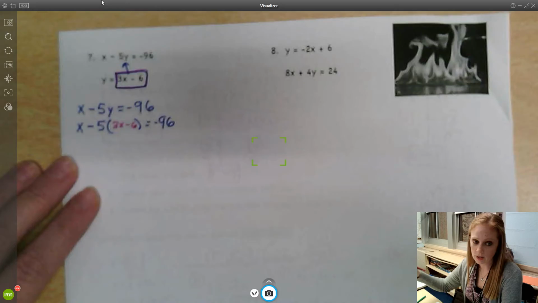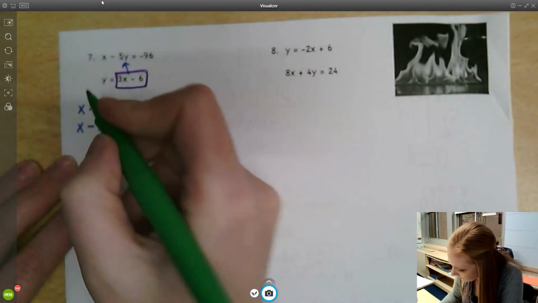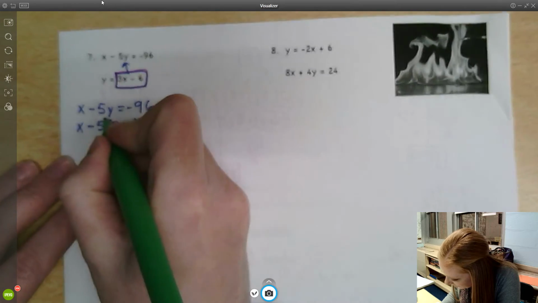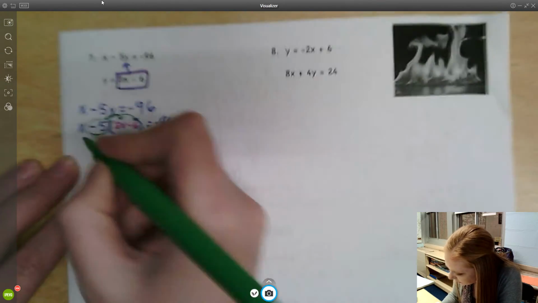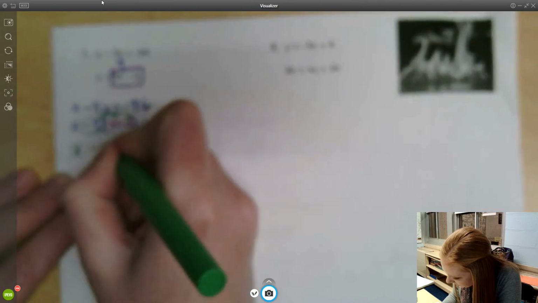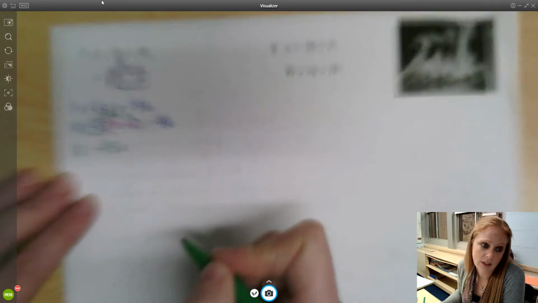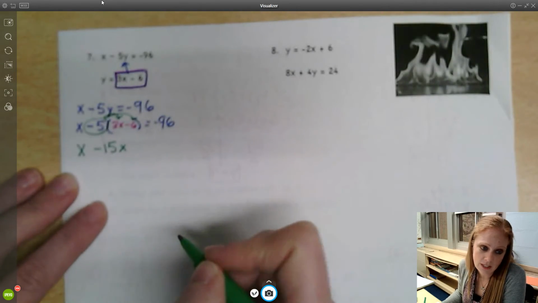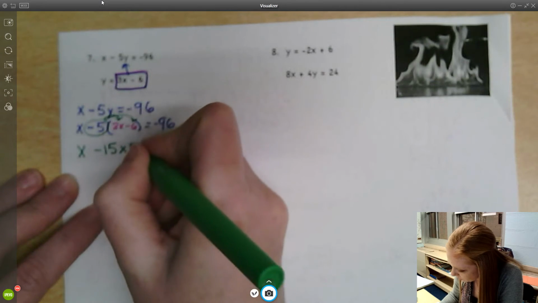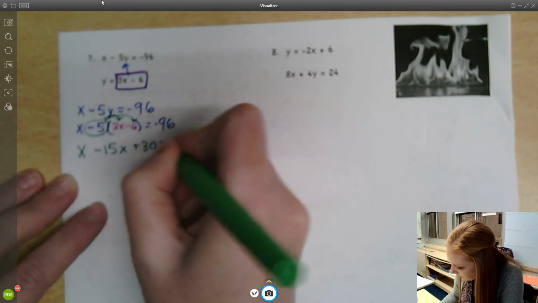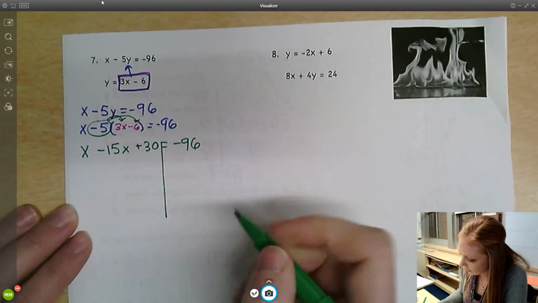Now we have to distribute again. Just using all the colors. Okay. This minus 5 is like a -5, so we have to distribute this -5 to everything inside the parentheses. So we're going to have x minus a 15x, because -5 times 3 is -15, so -15x. And then -5 times -6 would be a positive 30. Bring down equals -96. Okay, now we can solve for x.